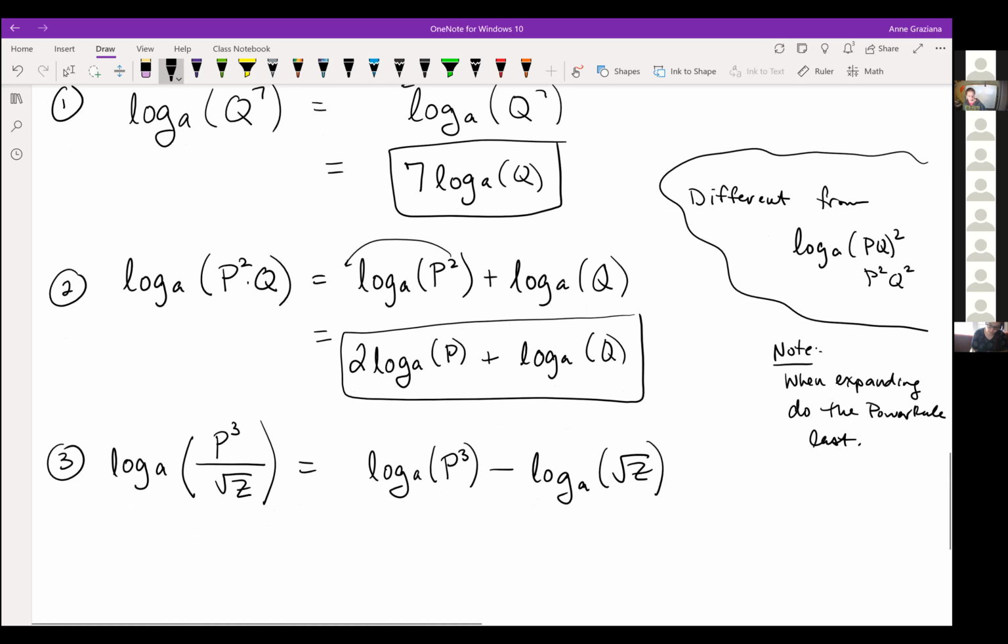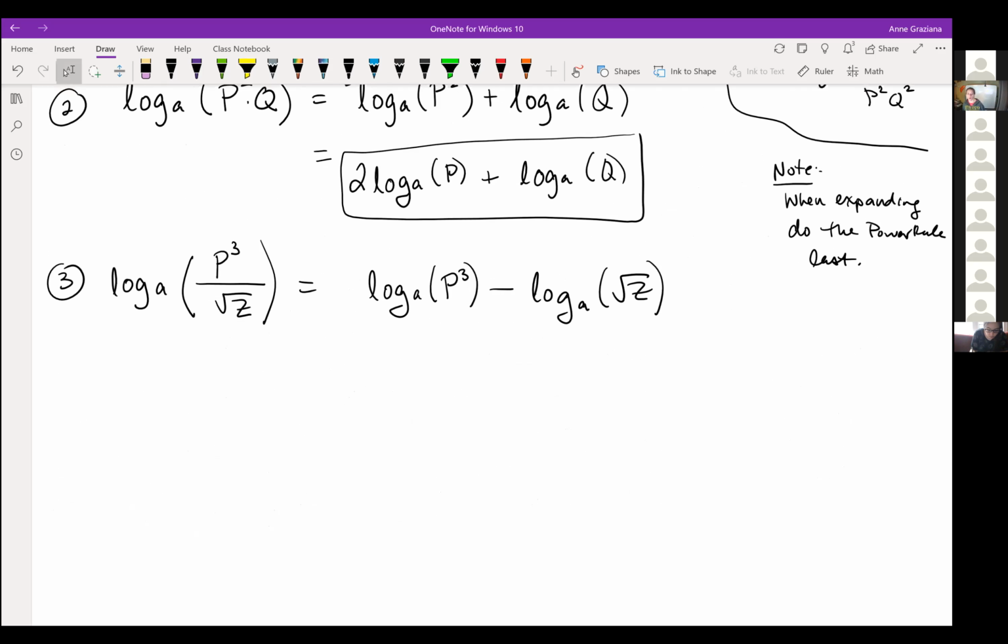Okay, so your first step here should have been to do the quotient rule. So it's log base A of P to the 3rd minus log base A of square root of Z. Make sure you include your base, and it has to be the same base in both cases. And now I can do this exponent. This will be 3 log base A of P, 3 times that. Now with the square root, you can do one more thing with this. You should do one more thing.